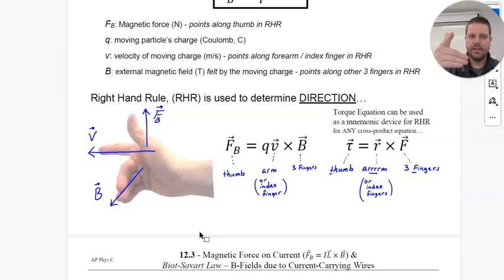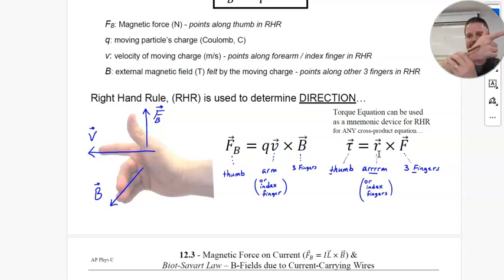Then we can have a mnemonic device, as you can see here, where the first variable in our cross product is going to be the index finger, or if you want to remember, your arm, because it points along your forearm and index finger. So you point your forearm in the direction that the object is moving. This has a mnemonic device with torque, where R cross F, you could think of R as being your arm, right? Your forearm along here, and finger.